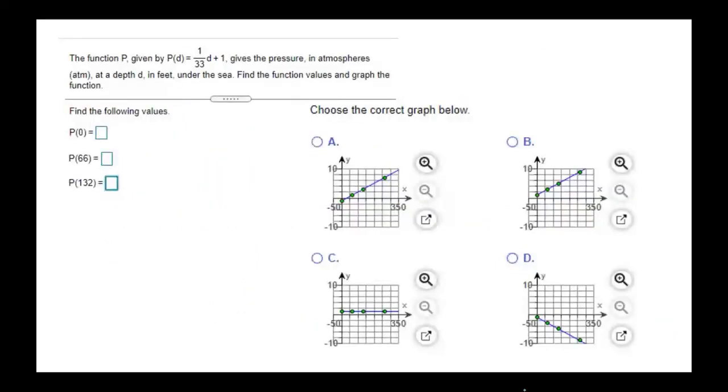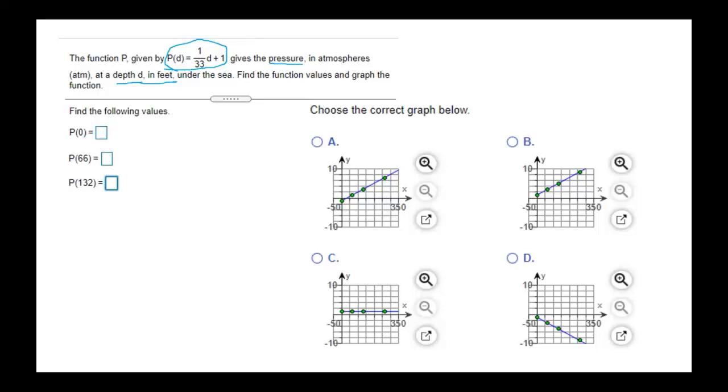So now, again, just a little snapshot from your homework. If you had an equation, even if there's a lot of words there, if you look right here, we actually have our algebra equation. It says that the D stands for the depth in feet, and the P is your pressure. Okay, find the function values. So this actually means you need to plug in numbers. So we are just going to plug in now, and then graph the function.